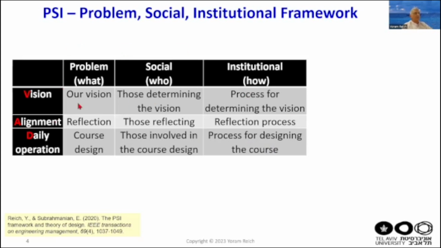Who is involved in designing or addressing the problem, and how those involved are working together or organized to be able to address the challenge. We call them the problem space, the social space that answers the who, and the institutional space that answers the how. And we work in three different levels: the daily operation.